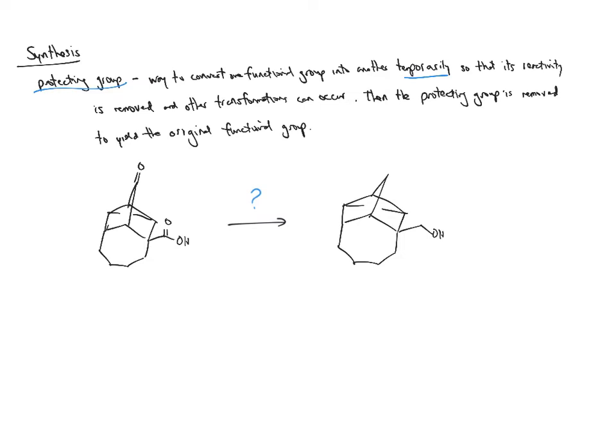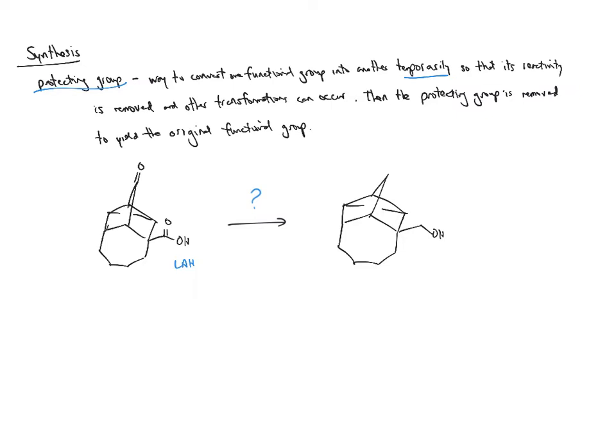And so what ways do we know of to reduce carboxylic acids? Well, we use LAH, right? So this we can reduce with LAH. But the problem is that this ketone will also react, right? So LAH is more reactive and less selective, and so both the ketone and the carboxylic acid would be reduced to the alcohol. But what we could do is we could make an acetal out of that ketone.